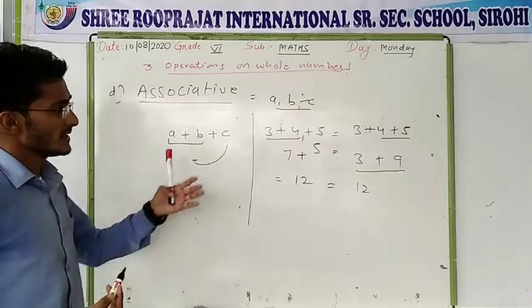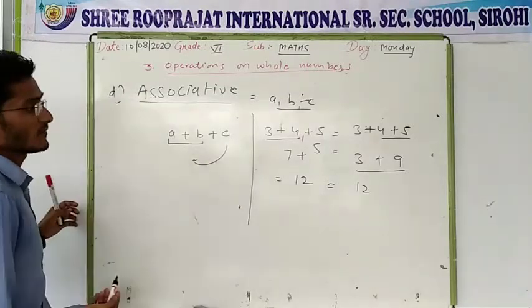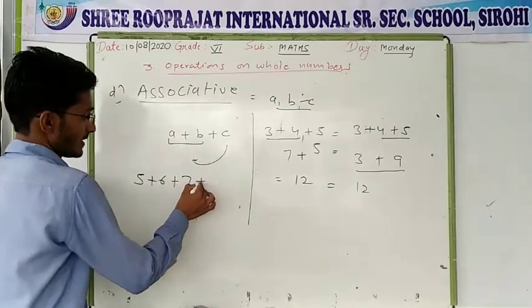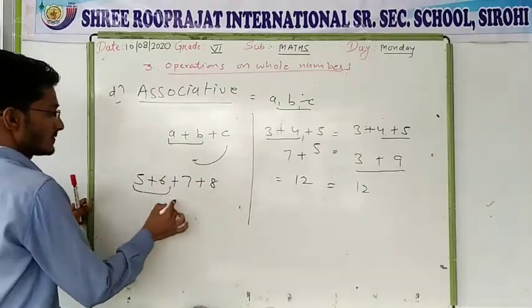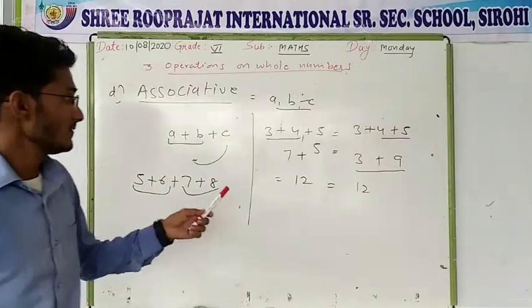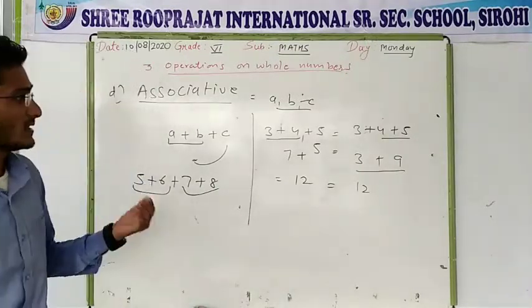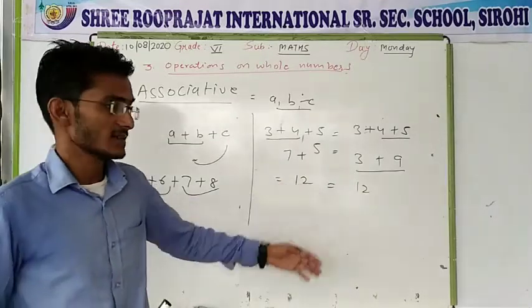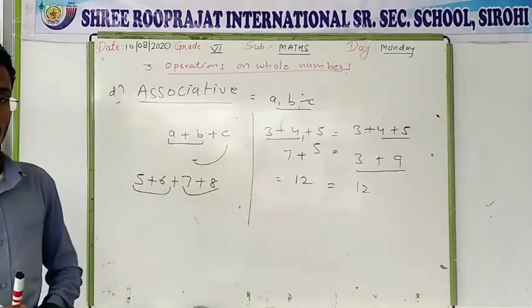It is not compulsory that there are only three numbers. It may be four, like 5, 6, 7, 8. You can add these first, or you can even change the order. So when we add three or more whole numbers in a different order but still get the same answer, that is called the associative property.